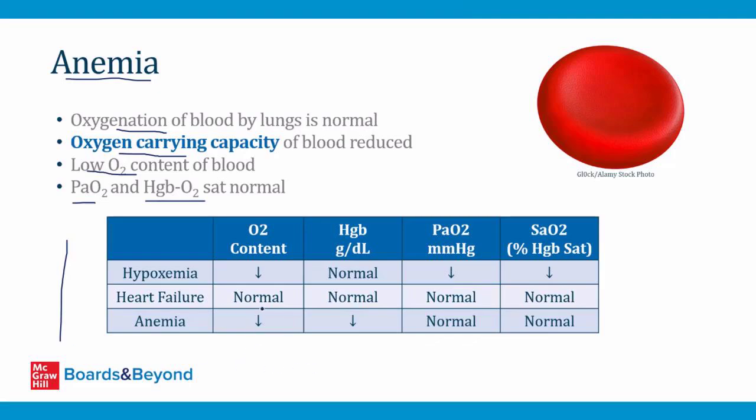In anemia, you have a low oxygen content of blood because of low hemoglobin, but the lungs are working fine. There's no lung pathology, so the PaO2 is going to be normal, and the SaO2 is also going to be normal. You are saturating hemoglobin normally. It's just that there isn't as much hemoglobin as there should be, so even though it's fully saturated, that still represents a reduction in the amount of oxygen in the blood, and that's because of the anemia and the low hemoglobin.